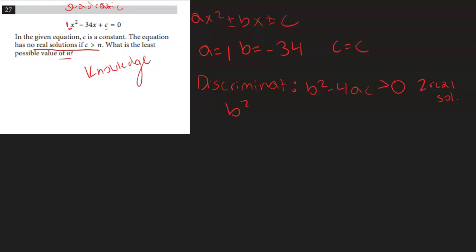And then you can take the same equation, b squared minus 4ac is less than 0. And that's how you find two imaginary solutions. Or no real solution. So no real solutions would also mean imaginary. And so this is the equation we'd be using to find that.